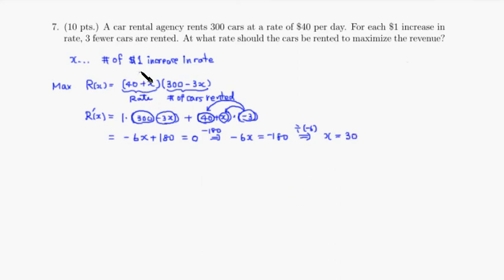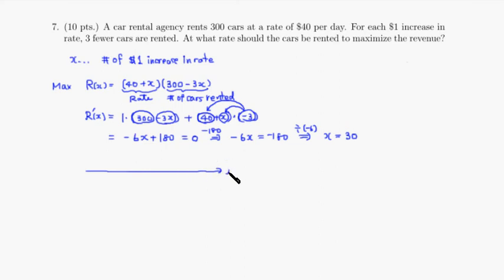So we need to have a $30 price increase so that we can maximize the revenue. The price that we are looking for would be, remember, the rate is 40 plus the increase, so it's going to be 40 plus the $30 increase. Oh, actually, before we do that, we should make sure that this actually gives you the maximum. Let's do a number line first. Sorry about that.